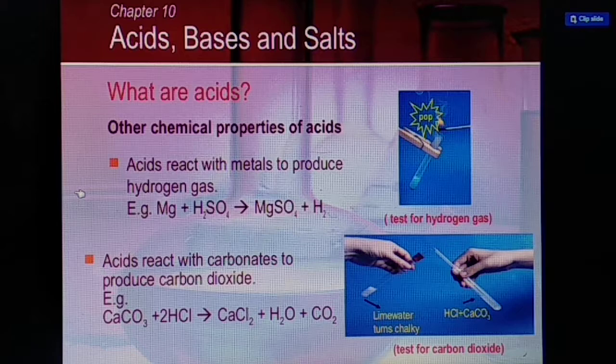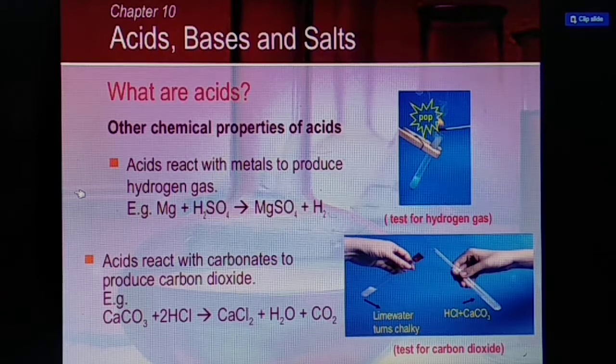Acids react with carbonates to produce carbon dioxide. For example, hydrochloric acid plus calcium carbonate or limestone. So what are the products? Calcium chloride plus water plus carbon dioxide. Just see, that is the reaction shown on the right side here. Lime water, what is lime water? Lime water means calcium hydroxide. What is lime? Calcium oxide.